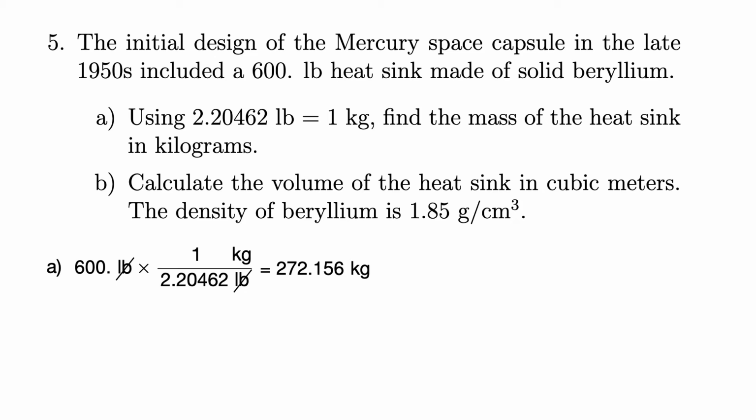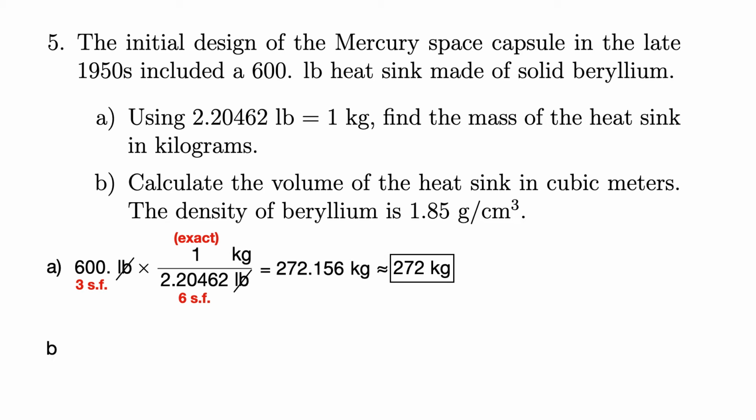And then we do want to round this off. So 600 pounds has 3 significant figures. Our conversion factor has 6 significant figures. The 1 is an exact number, so that doesn't affect our precision. When you multiply and divide numbers, the lesser precision going into that will determine the precision of your answer. So in this case, we'll round off our answer to 3 significant figures, and we get 272 kilograms.